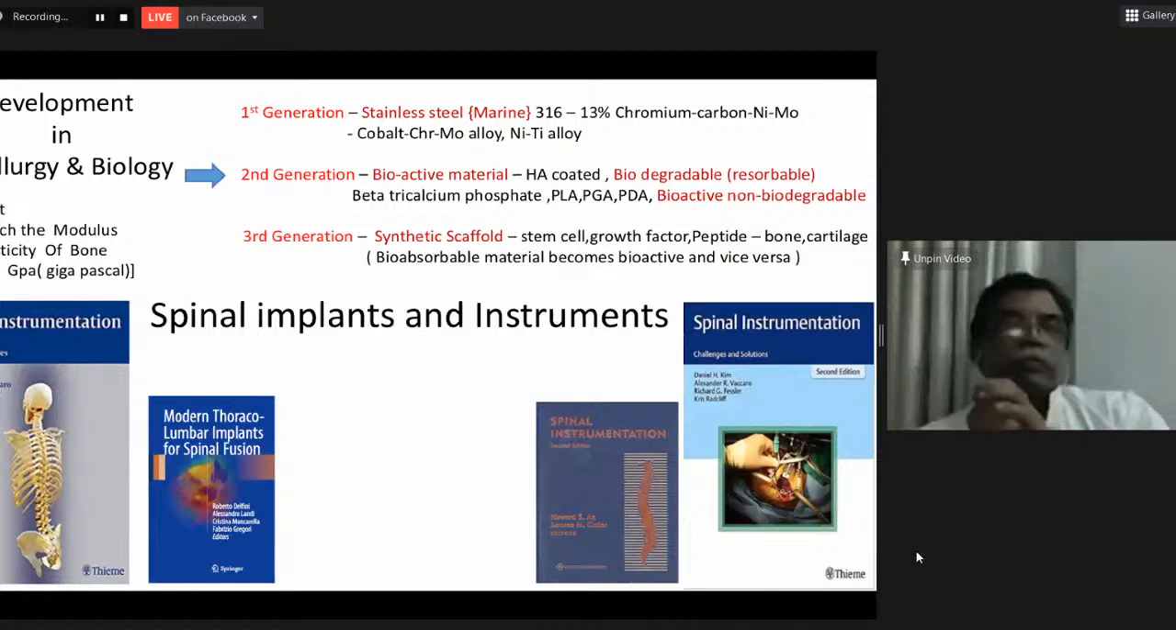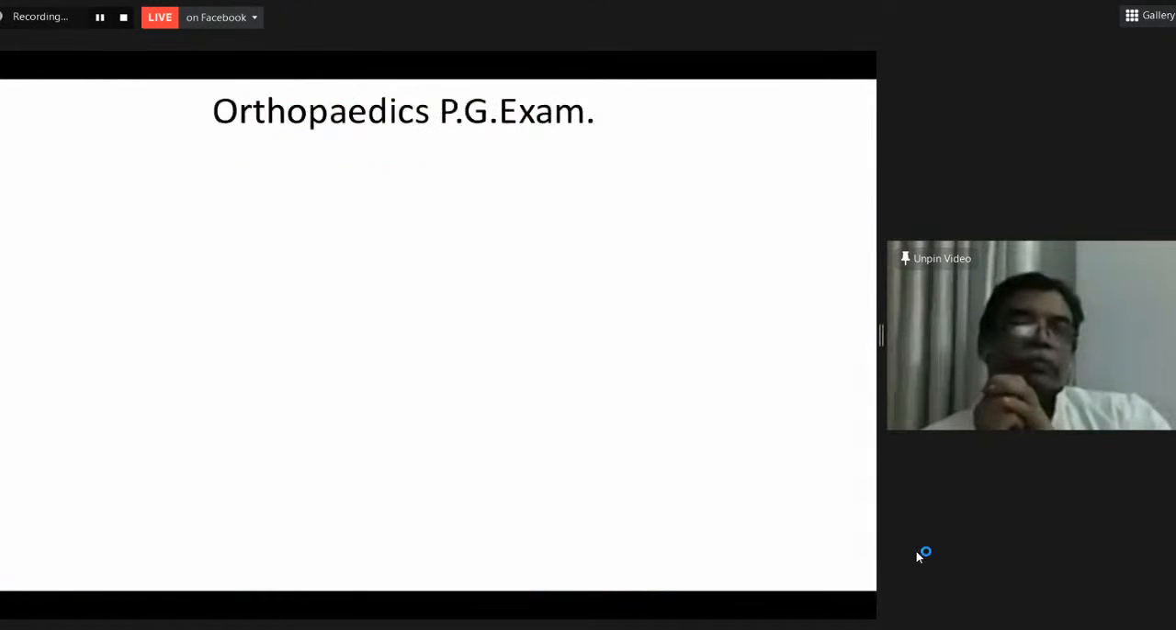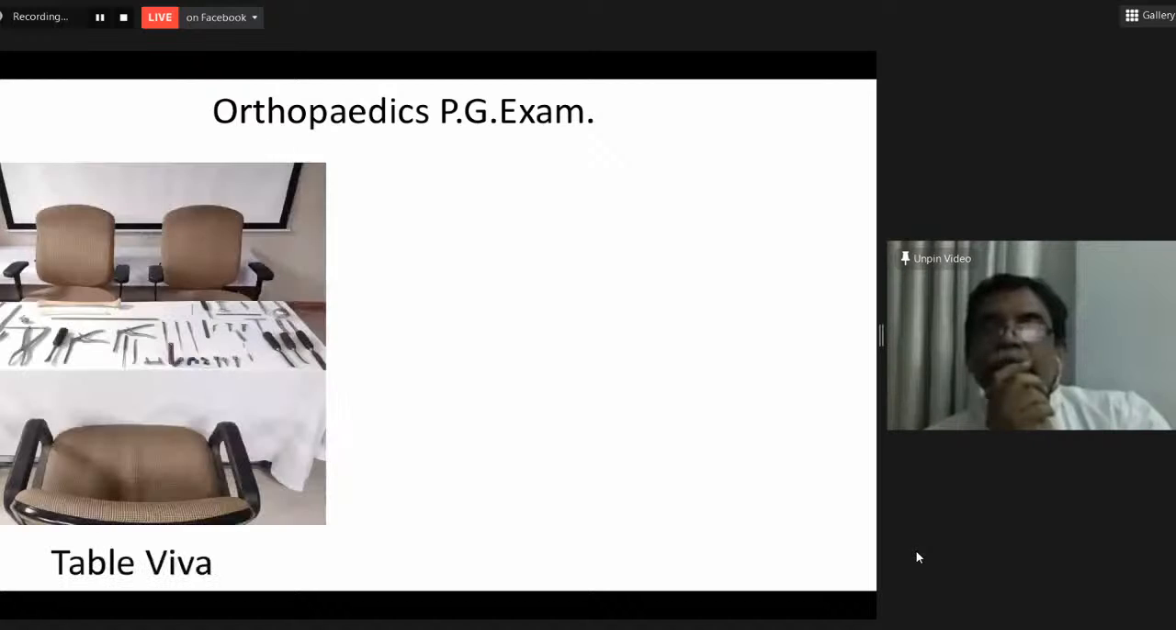Now, if we discuss spinal implants and instruments, there is multiple literature lying with us. But for postgraduates, it is better to know the essential things. What must they know, what is expected from them, and what is nice to know to develop further for a good score? So in the orthopedic PG exam, what is the importance of this lecture? When we talk about implants and instruments, there are a few segments where these are actually asked, and this is basically a table viva.